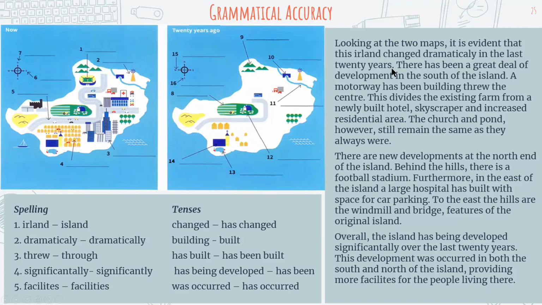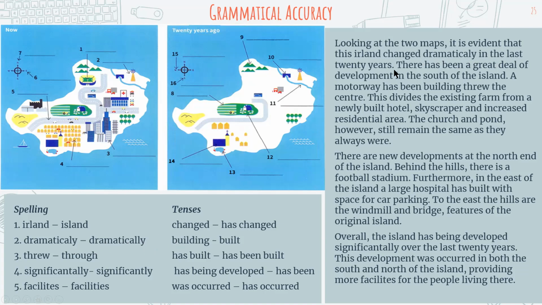Okay, now for this exercise, we have some mistakes. We have 5 spelling mistakes and 5 grammatical mistakes related to tenses use. Okay, so let's look at the report and try to find the mistakes, the tenses use and the spelling mistakes. Of course, this is our first mistake. It's island, not Ireland. This is the first one. Dramatically, it's spelled with 2 L's, not 1. So this is the second mistake.